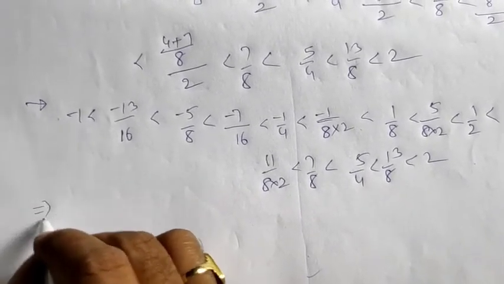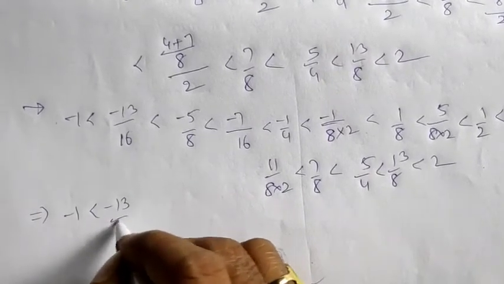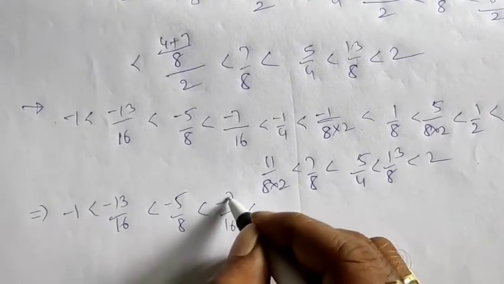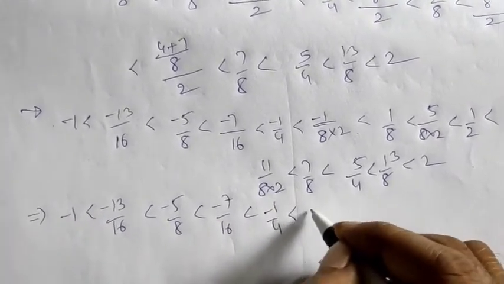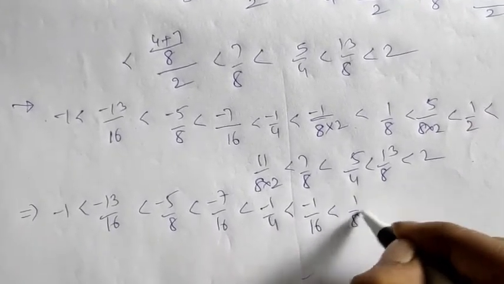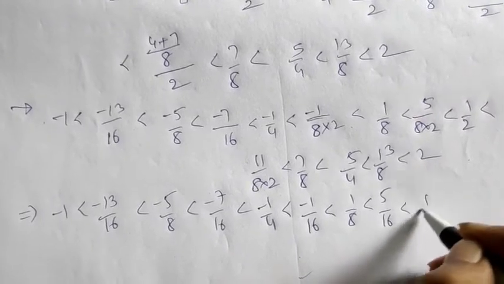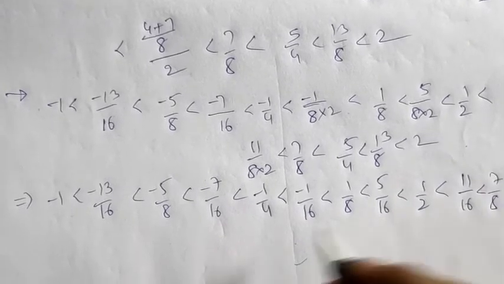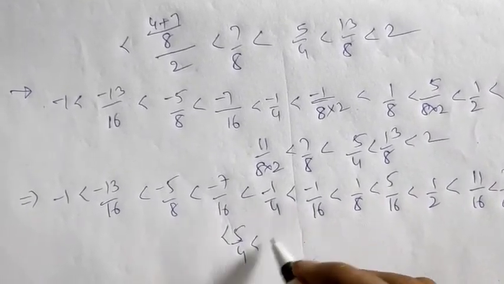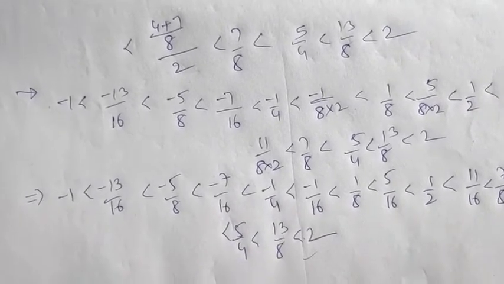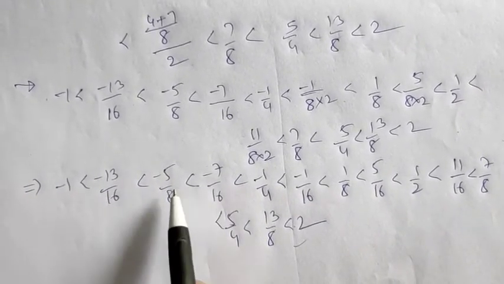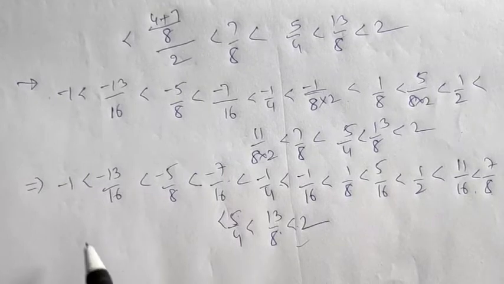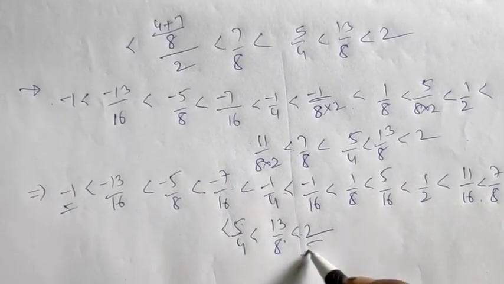Moving to the final answer, that implies minus 1 is less than minus 13 by 16, less than minus 5 by 8, less than minus 7 by 16, less than minus 1 by 4, less than minus 1 by 16, less than 1 by 8, less than 5 by 16, less than 1 by 2, less than 11 by 16, less than 7 by 8, less than 5 by 4, less than 13 by 8, less than 2. So in total how many did we get? See, 1, 2, 3, 4, 5, 6, 7, 8, 9, 10, 11, 12. Between minus 1 and 2, we have written 12 rational numbers.